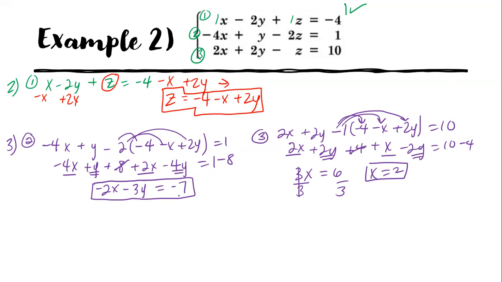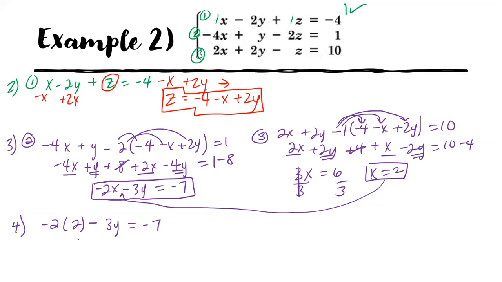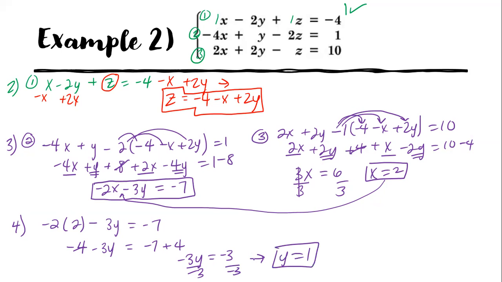And so I'm going to use substitution to solve for y. I'm going to take the value and substitute it in for x in step 4. So step 4, I'm going to substitute x in, and I get -2 times 2 minus 3y equals -7. That gives me -4 minus 3y equals -7. I'm going to add 4. Gives me -3y equals -3. Divide by -3. So y equals 1. I meant to change colors on step 4.